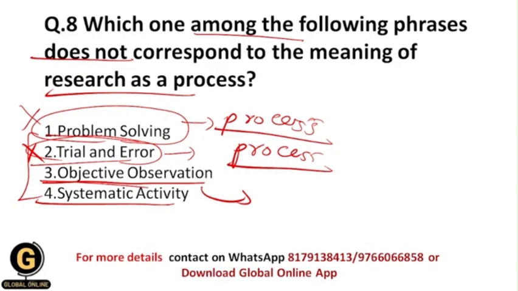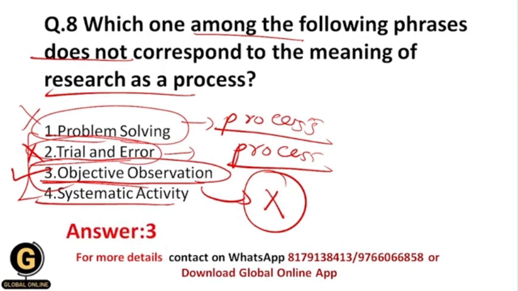That's why this is not a process. This is the data collection method, and that's why this is the correct answer to this question, because it does not correspond to the meaning of research as a process. So objective observation is a part of a research process. It is not the whole research process, and that's why the correct answer to this question is 3.